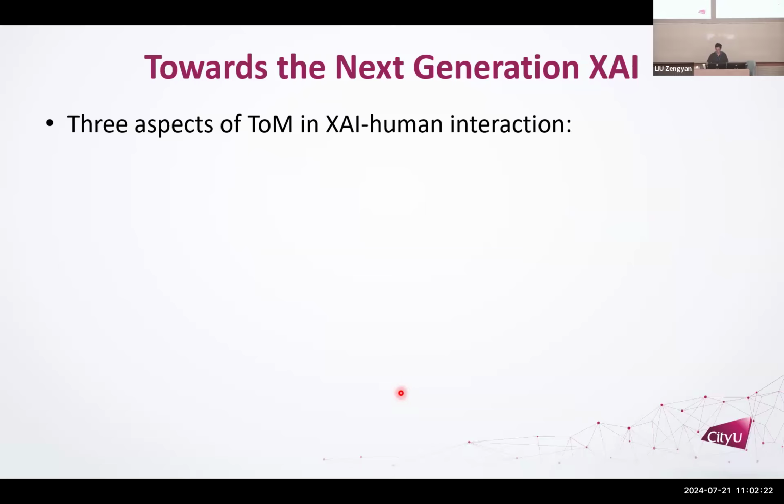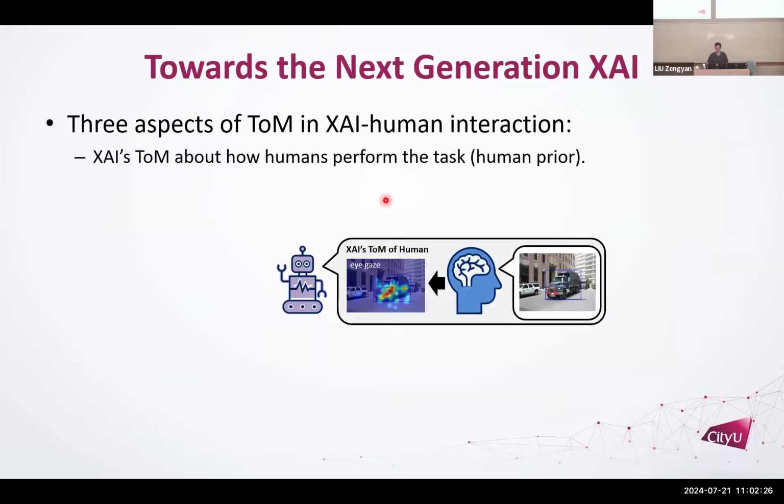Okay, so in this model, we actually have three aspects of theory of mind that we need to consider. The first is the XAI's theory of mind about how the human performs a task. So here's the human performing the detection task, and this is the XAI's prediction about how the human would do it based on eye gaze.